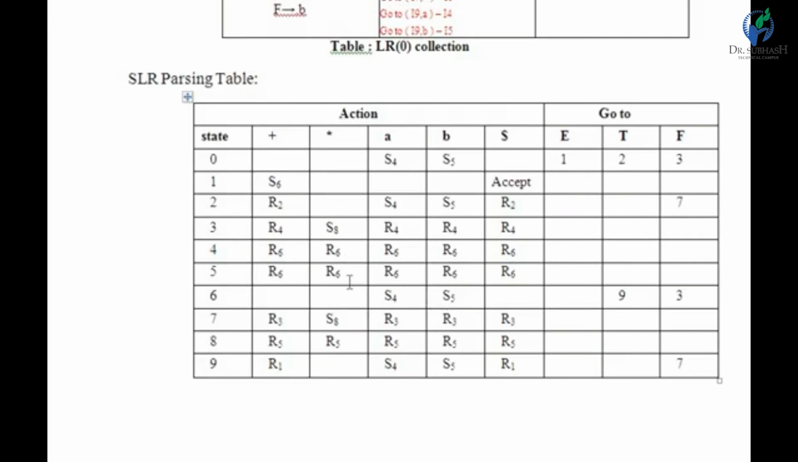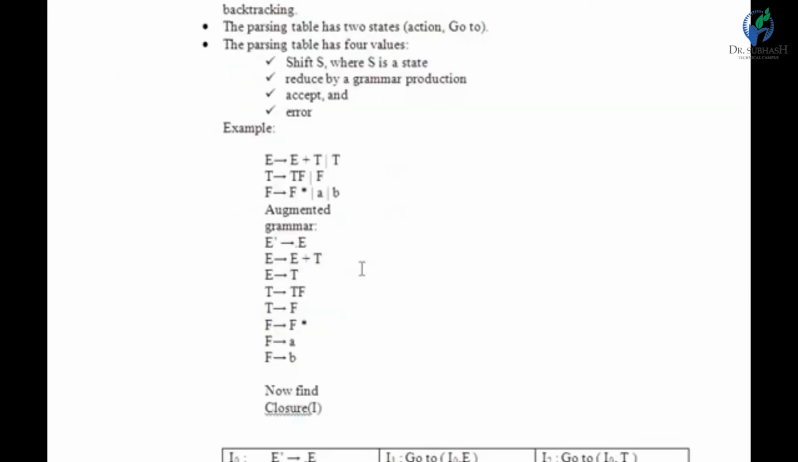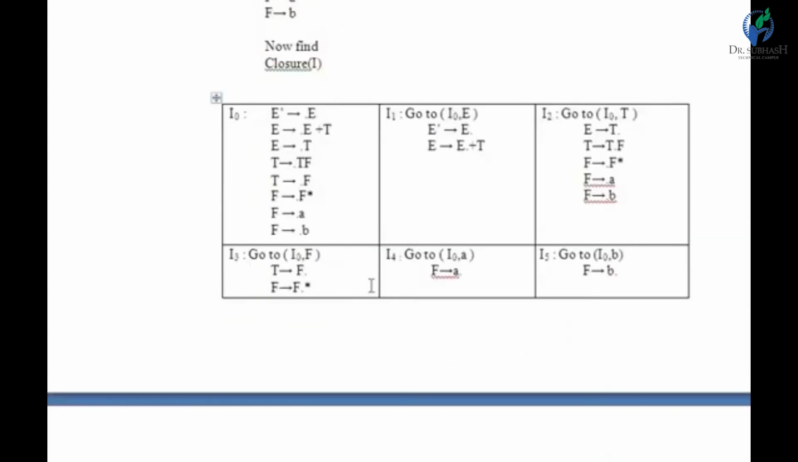For reduce entries in an SLR parsing table, you have to find the follow of the given non-terminals. So find follow of the given grammar. Follow of E is plus and dollar. Follow of T is plus, A, B and dollar, and follow of F is plus, star, A, B and dollar. So for reduce entries, check all the complete productions. In which state can you find a reduce entry?